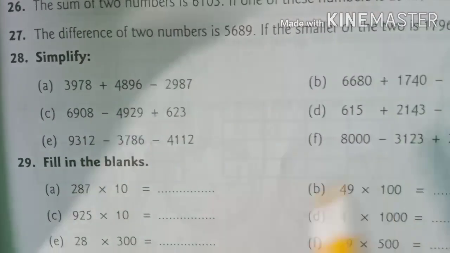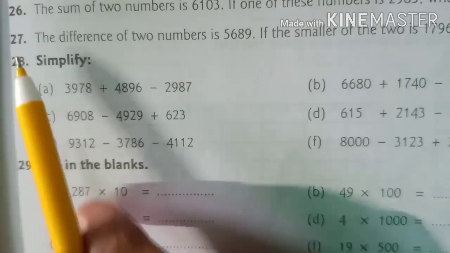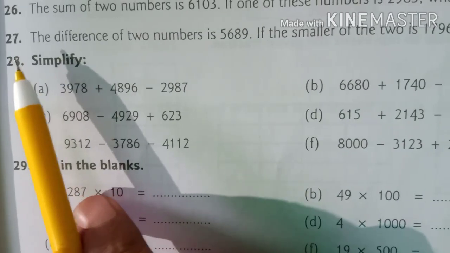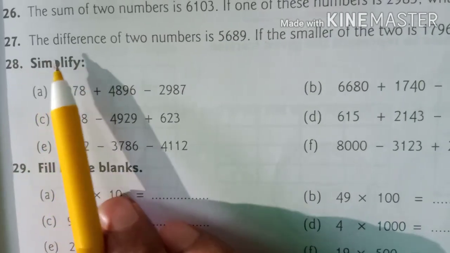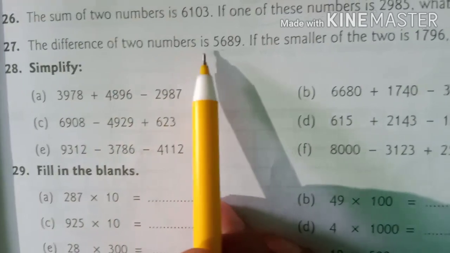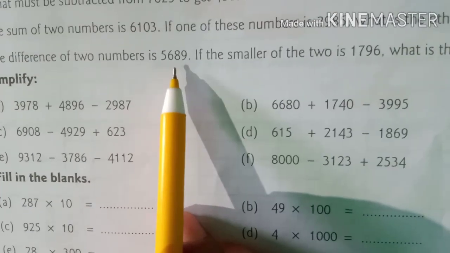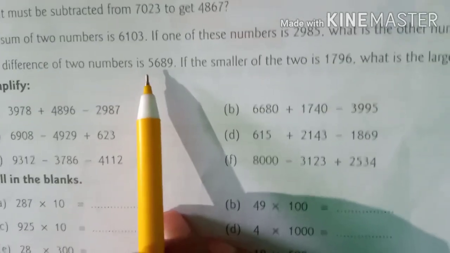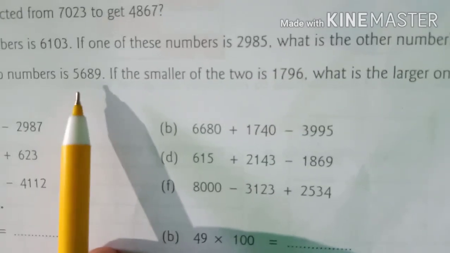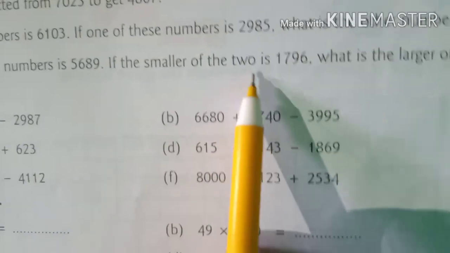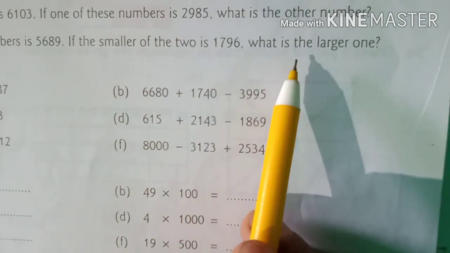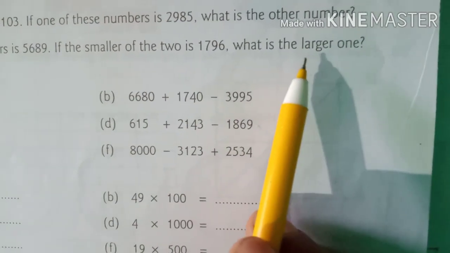See question number 27. Today we will continue with question 27 of exercise 1. See the question. The difference of two numbers is 5689. Two numbers' difference is given to you: 5689. If the smaller of two is 1796, what is the larger number?